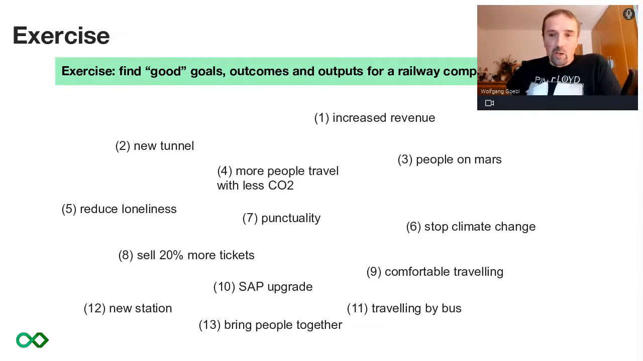Okay, we have number one. Let's see. Four. So many fours. That's cool. Comfortable traveling, 6. What do we have? Stop climate change. Okay, 13. Bring people together. Yeah, cool. I think they are not really bad goals. Maybe an SAP upgrade, and no one has picked the 10, is not a good goal.